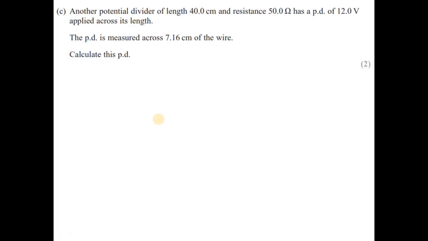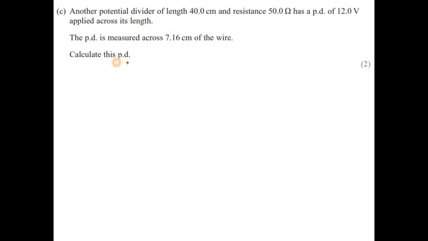Part C, question number 11. Another potential divider of length 40 centimeter and resistance 50 ohm has a potential difference of 12 volt applied across its length. The potential difference is measured across 7.16 centimeter of the wire.